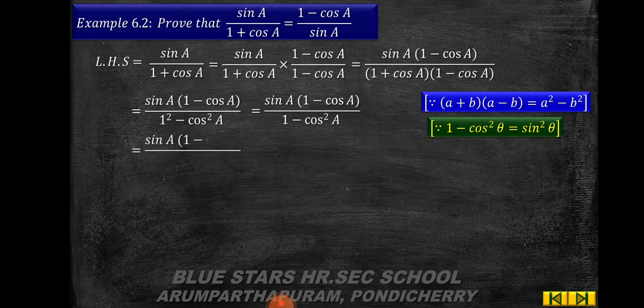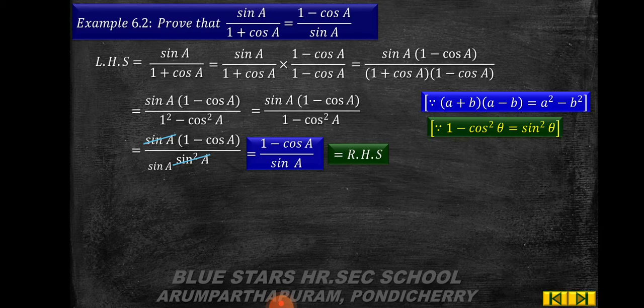So which is equal to sin A into 1 minus cos A divided by sin square A. Both the denominator and the numerator have sin A, so you can cancel out sin A. You get 1 minus cos A divided by sin A, which is nothing but your right hand side. So we take sin A by 1 plus cos A as your left hand side, and we proved it is equal to your right hand side, 1 minus cos A by sin A. Hence we proved.